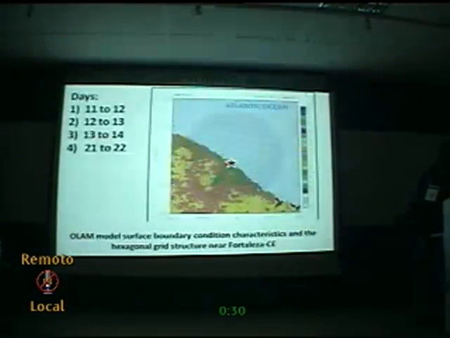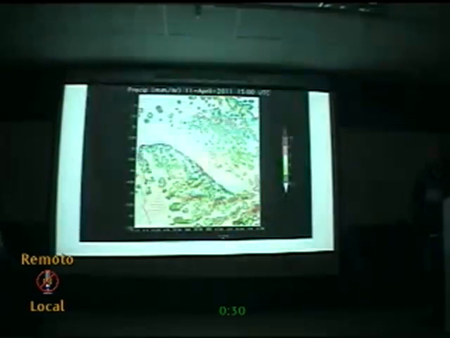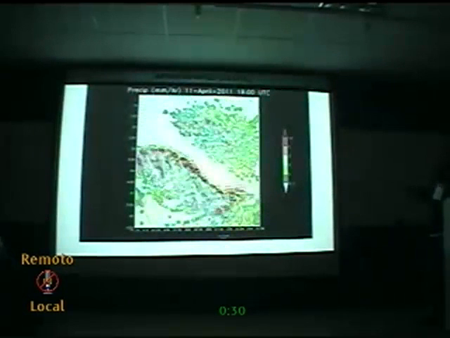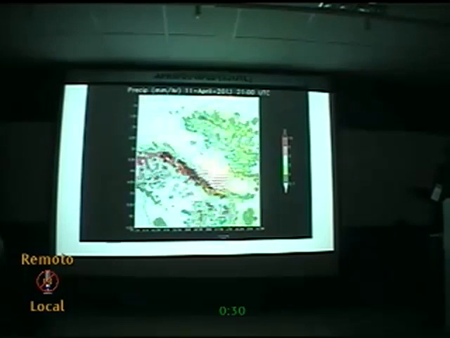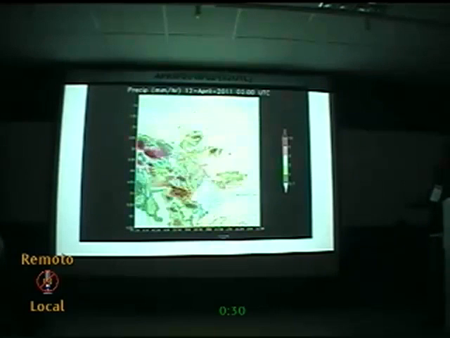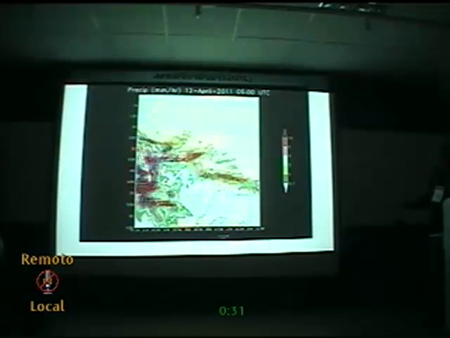And here we set the model for the Fortaleza region, centered over here, and here the Atlantic Ocean. So we could get more or less the location of the radar. This is one of the results for April 11, and the evolution of the precipitation rate in millimeters per hour. This is a very interesting case because here we really see the interface between the ocean and land.